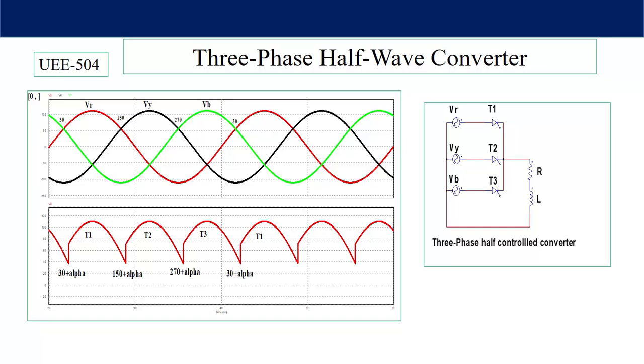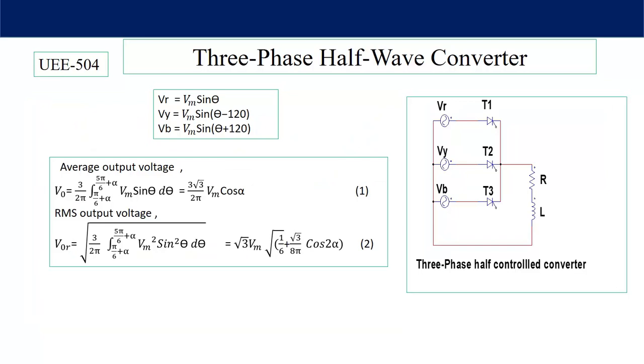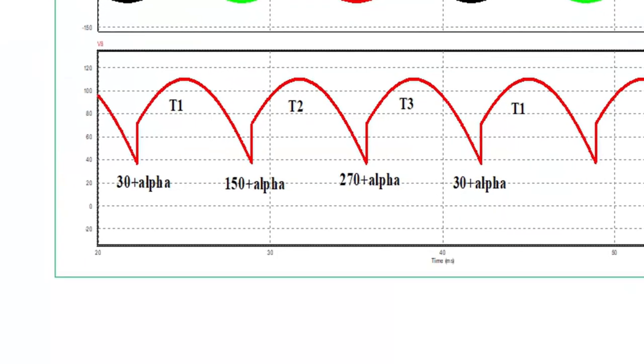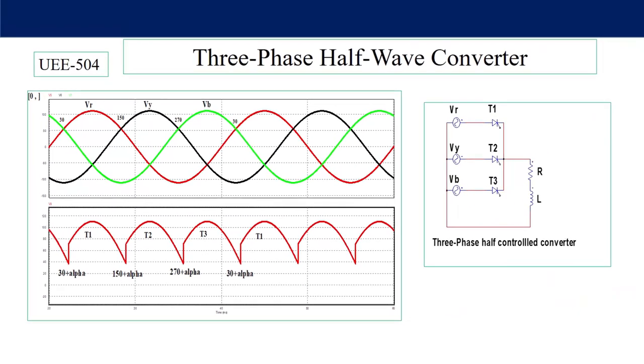This output voltage can be extended till negative value also if the firing angle is increased or the load impedance is increased. Let's find the average and RMS value of this waveform. As we have got three pulses, we will analyze only one pulse at a time. You can see from 30 plus alpha to 150 plus alpha, it is a single pulse. We will find the average and RMS value in this conduction period, and we will multiply it by 3 to get the RMS and average value.